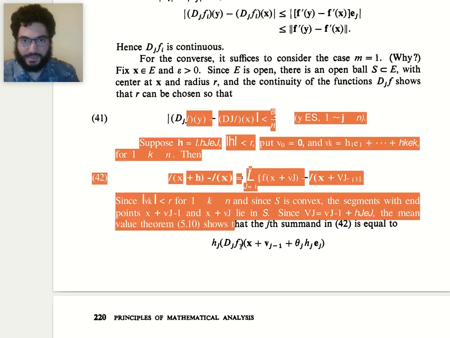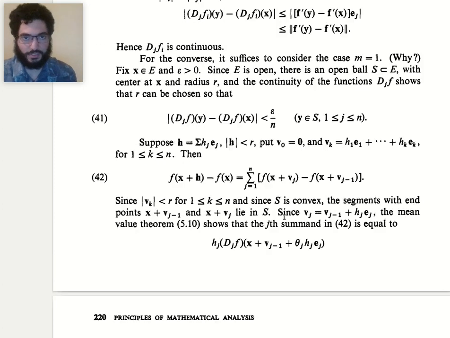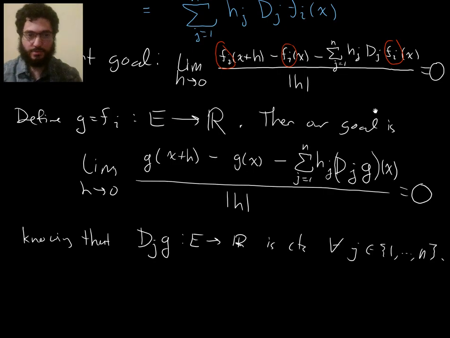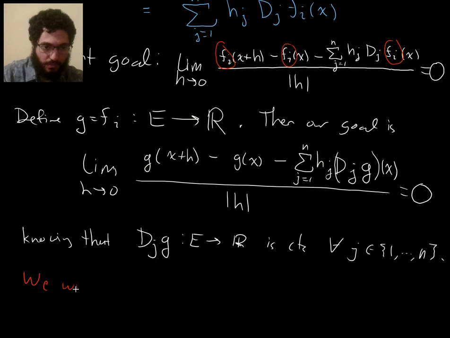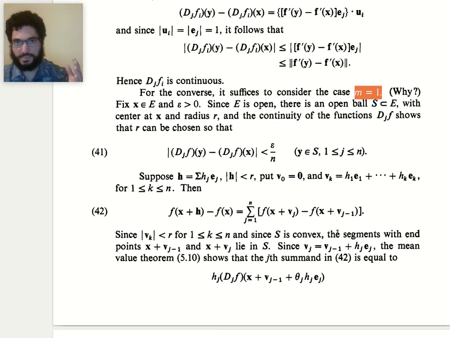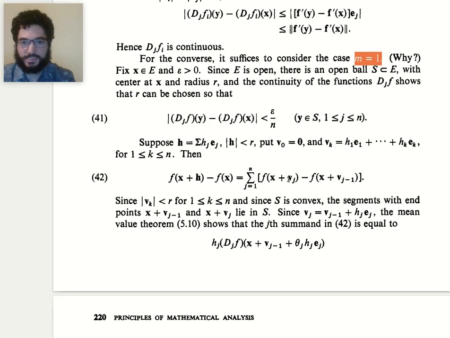So I don't want to just present this to you guys, because you can read it, and you probably should read it. Instead, what I'm going to do is, now that we've reduced to the case m equals 1, I'm going to show you only the case n equals 2. So here, I'm going to say we will only consider the case n equals 2, which is not sufficient. To really see the full story, you need to see arbitrary n, which is handled here.